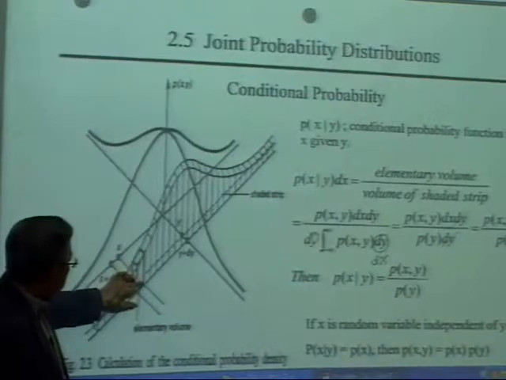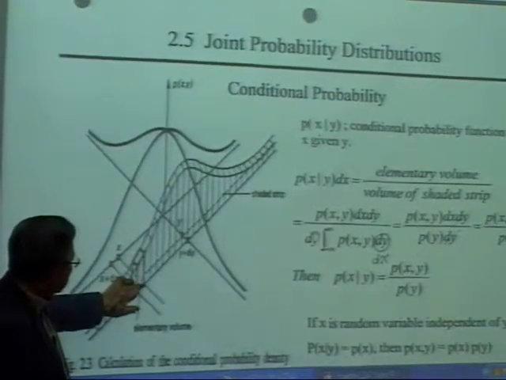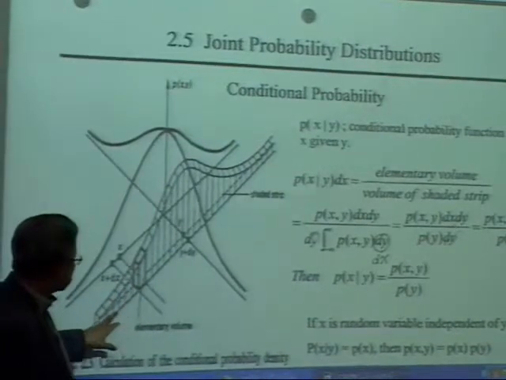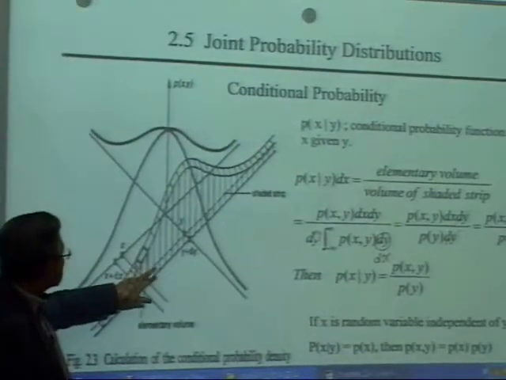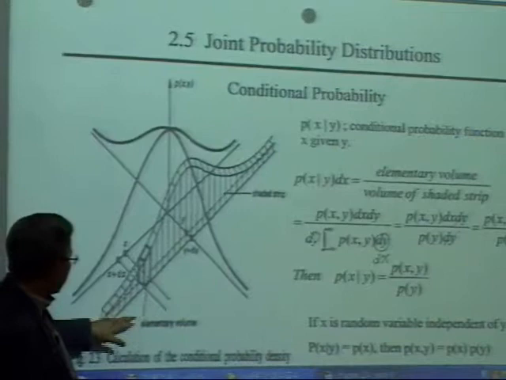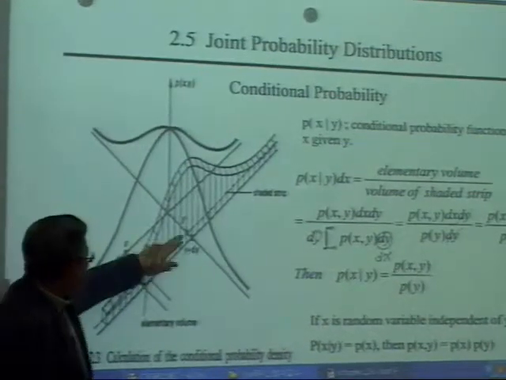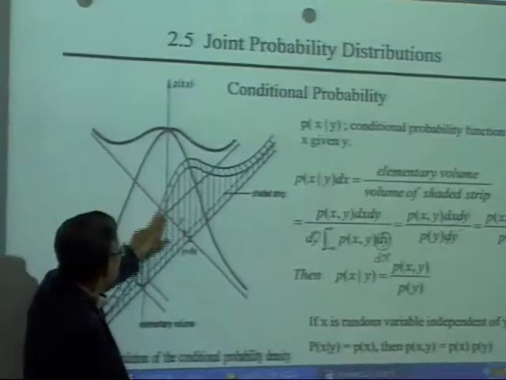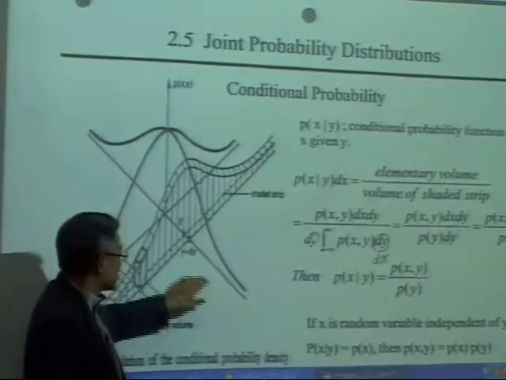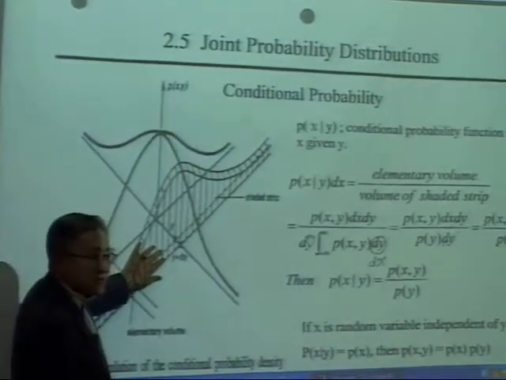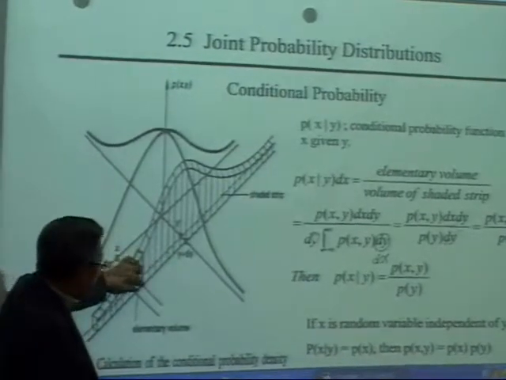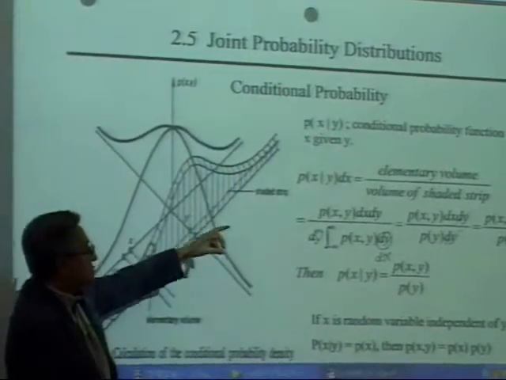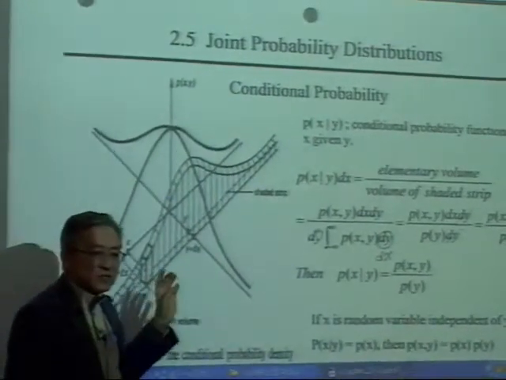p(x,y). So this is the height, and this is d. What's this? Which axis is not clear. This is the x-axis, and this guy is the y-axis. This width is dy, and this guy is dx. So that is what elementary volume means.